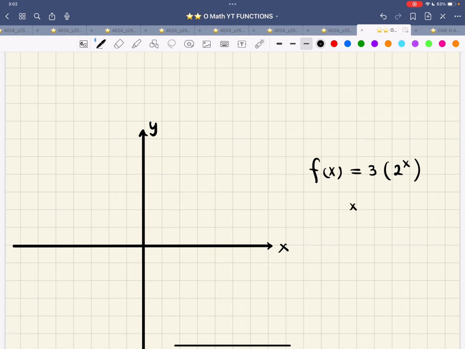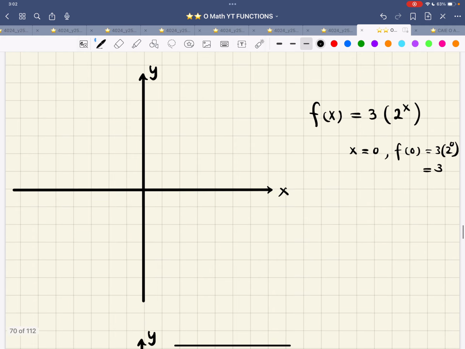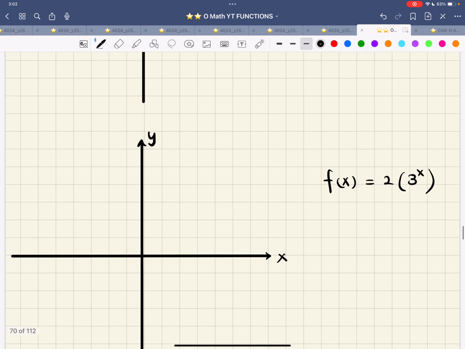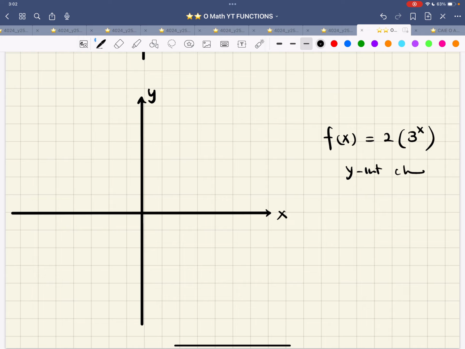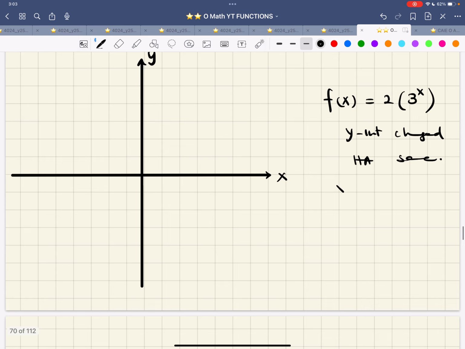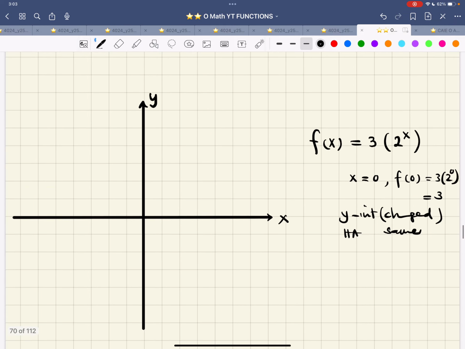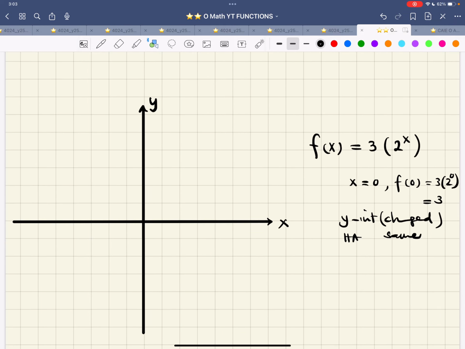First of all, I would like you to plug in x is equals to 0. So f of 0 is 3 into 2 power 0, which is 3. So the y-intercept is 3. So y-intercept is changed, and horizontal asymptote remains the same. The same over here. Y-intercept will be changed and horizontal asymptote will be the same. So now if I plug in x is equals to 0, f of 0, now 2 is outside, 3 to the power 0, this comes out to be 2. So they both are the same kind of thing. The steepness would vary a bit, but who cares?